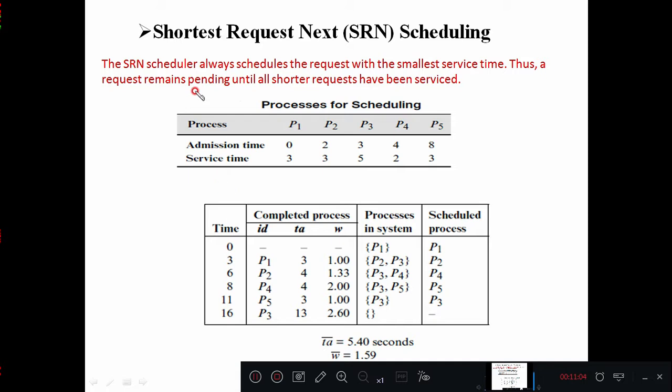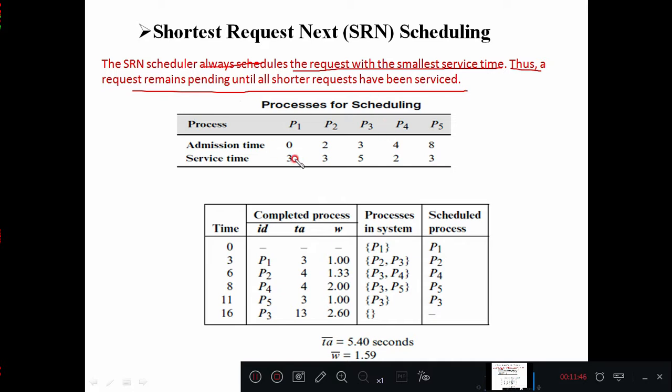The shortest request next scheduling. An SRN scheduler always schedules the request with the smallest service time. It will check the service time of these processes, and the process which has the least service time will be scheduled first. Thus, a request remains pending until all shorter requests have been serviced. So a process having a larger service time has to wait for a longer time until all the processes with smaller service time are scheduled and executed.